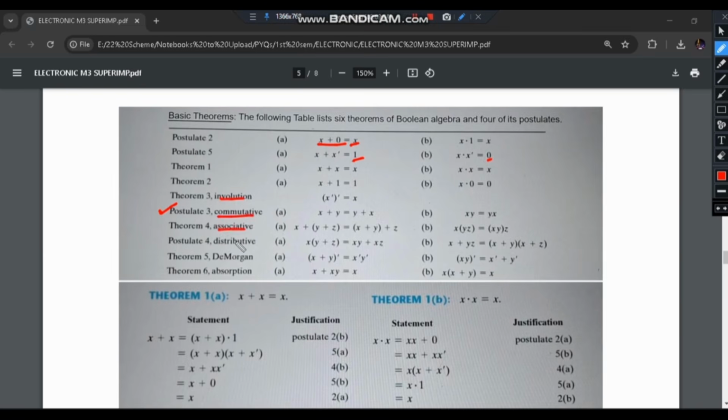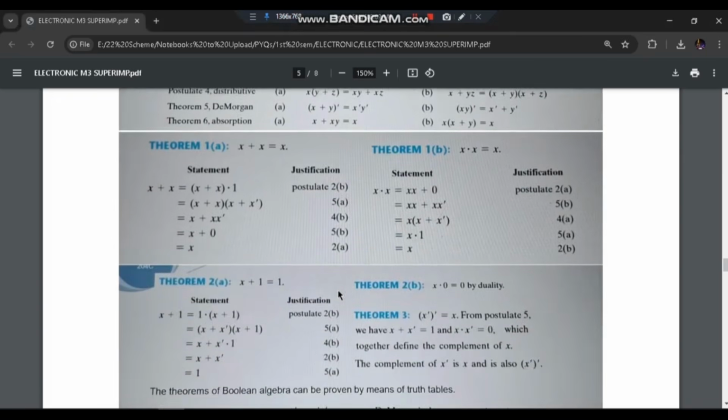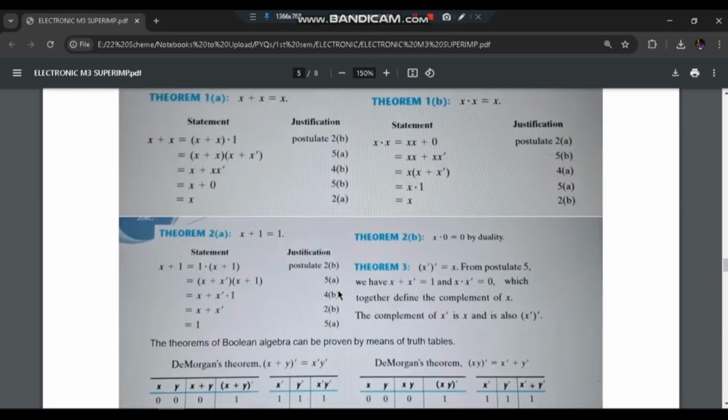Okay, like involution, associative, distribution, De Morgan, absorption. These are all theorems you'll be using for simplifying. You need to know all of these theorems, and if they ask in the exam, you can write as many as you can. The proofs of each of them are also given.